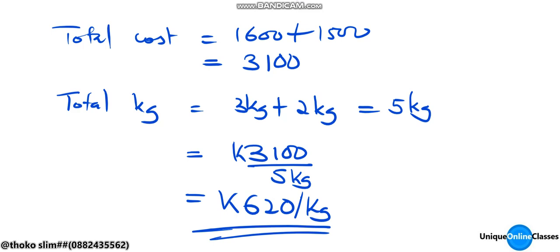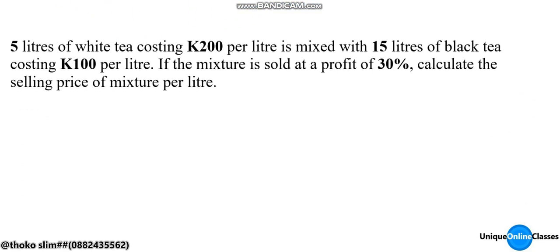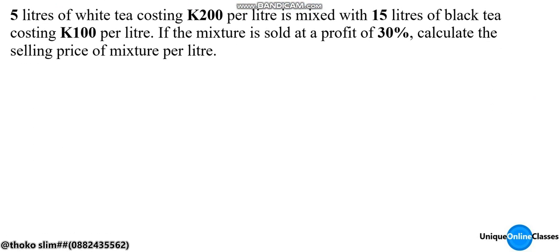Let's now move on to another question. It reads: 5 liters of white tea costing 200 kwacha per liter is mixed with 15 liters of black tea costing 100 kwacha per liter. If the mixture was sold at a profit of 30%, calculate the selling price of the mixture.